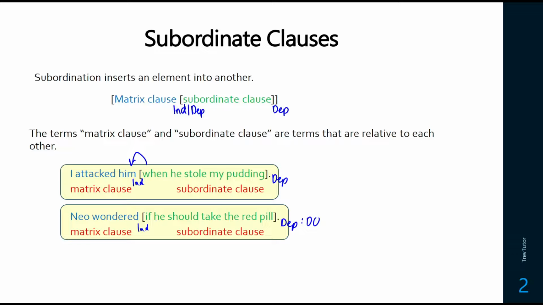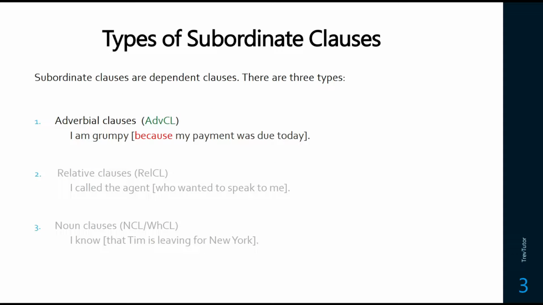So that'll be our subordinate clauses, and we're going to have three different types that we look at throughout the rest of the course. We have adverbial clauses, relative clauses, and then we'll take a look at how we can reduce relative clauses to different types of phrases like participle phrases, and then we'll take a look at noun clauses and WH clauses in the end.